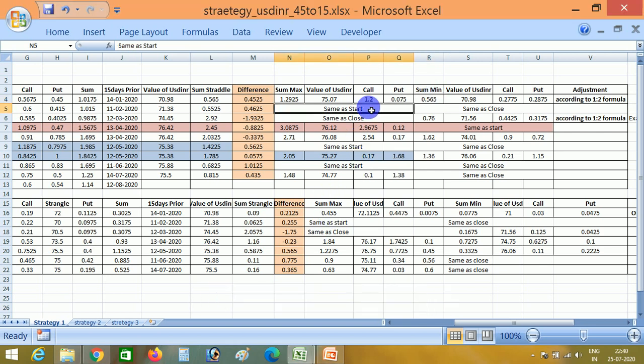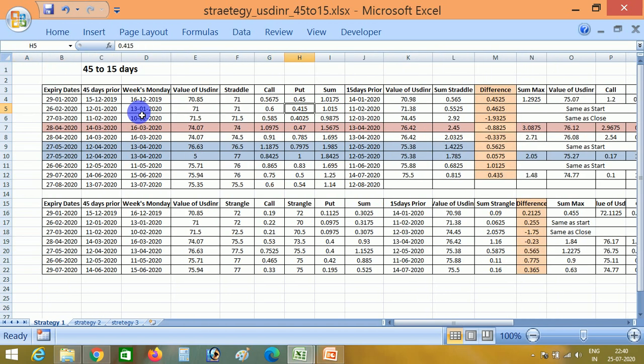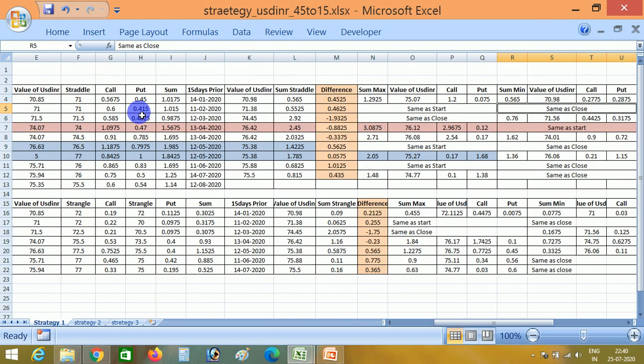So I hope you understand. And the same as start, I have written here same as start, same as close. That means that the maximum sum is the sum itself when we sold the straddle at 1 rupees 1 paisa. And same as close means the maximum value of minimum sum is the same when we are covering our straddle 15 days prior. That is 55 paisa. So that is written here.